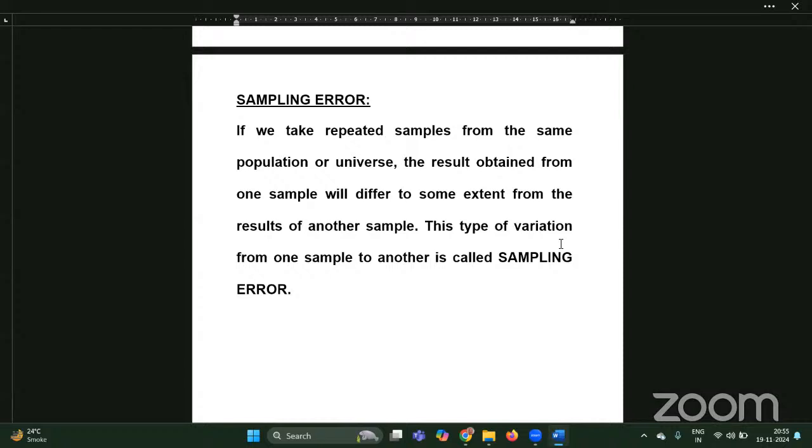Sampling error. When you talk about the population based on a sample, there is some error that is known as sampling error. If you standardize this sampling error, that is the standard error.